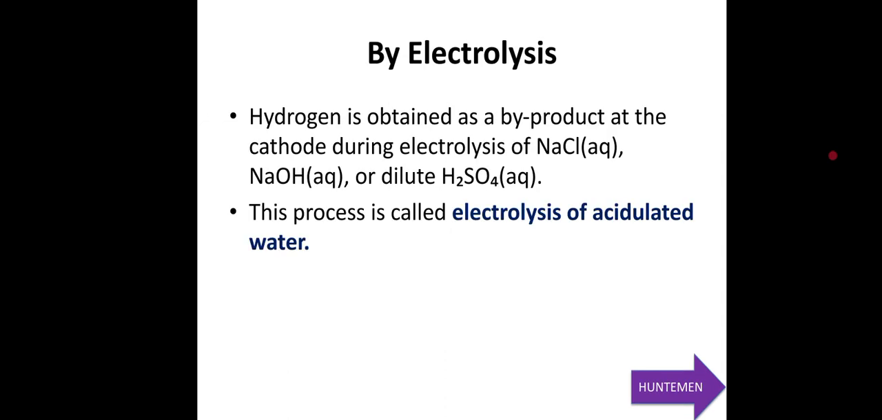The next method is by electrolysis. Hydrogen gas is obtained as a byproduct at the cathode during electrolysis of sodium chloride. So when you are doing electrolysis of sodium chloride, the byproduct that will follow is the hydrogen gas. The process is called electrolysis of acidulated water. Please don't forget that.